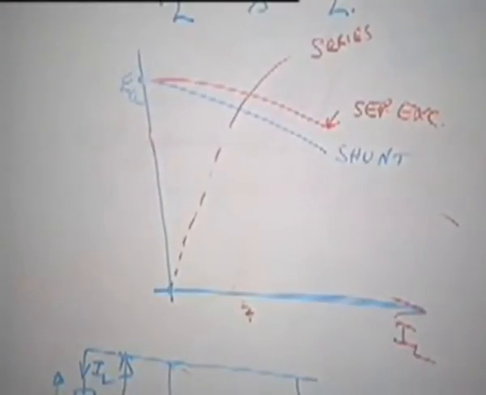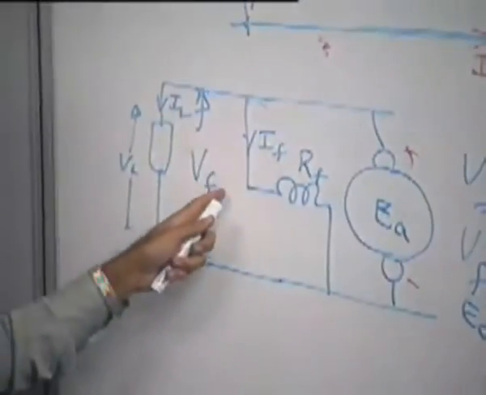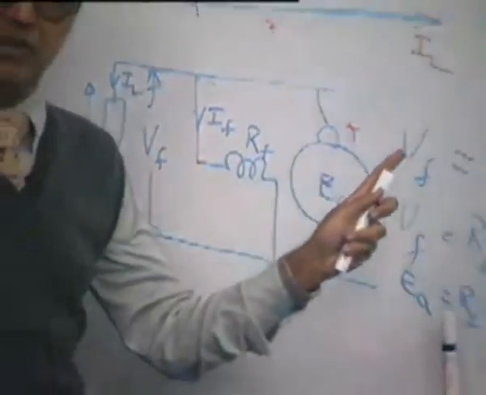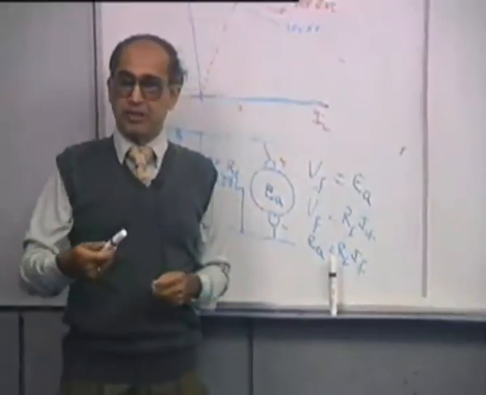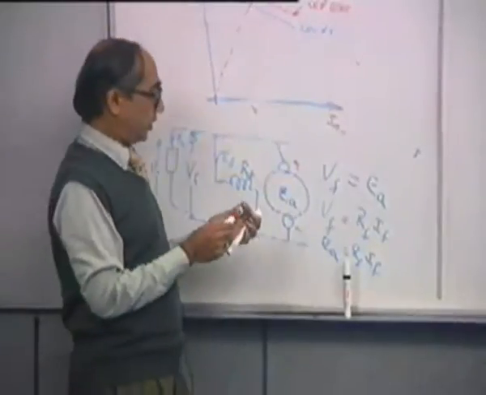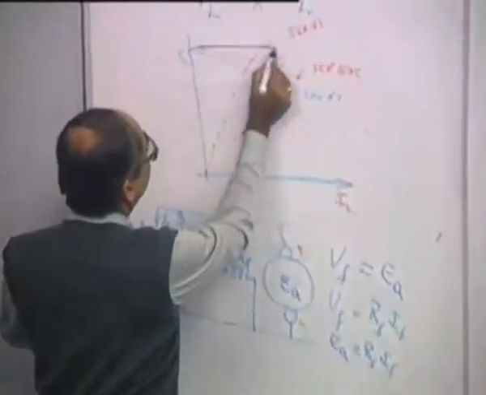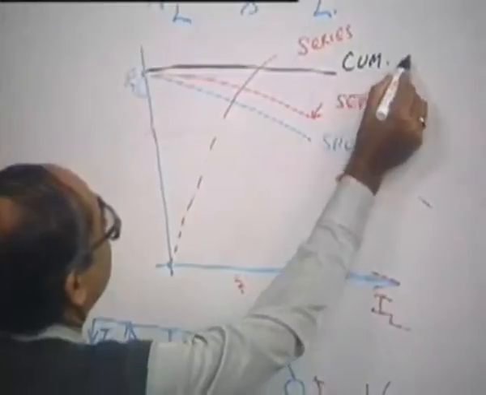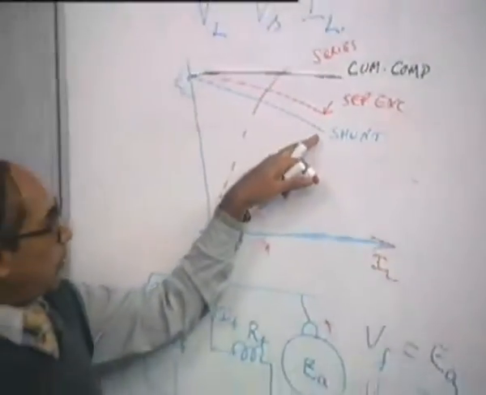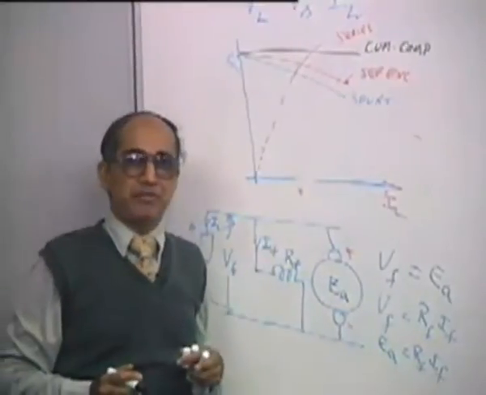And if it is a compound machine, if it is cumulatively compound, that means the shunt field will be in line with the series field. So as you load the machine, there will be additional magnetizing MMF coming into the picture. So there will be an increase in the voltage. This is cumulative compound, which will be better than the shunt because there is an added series MMF there.